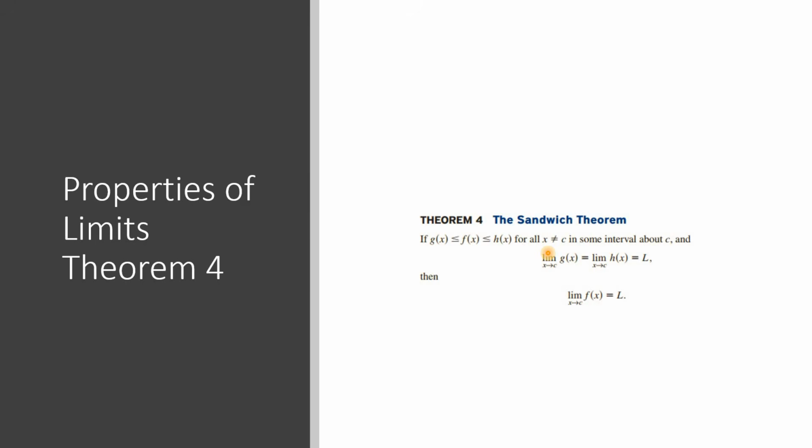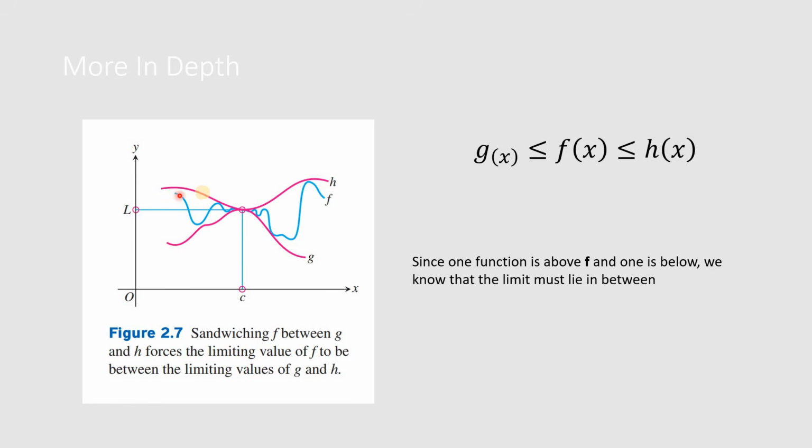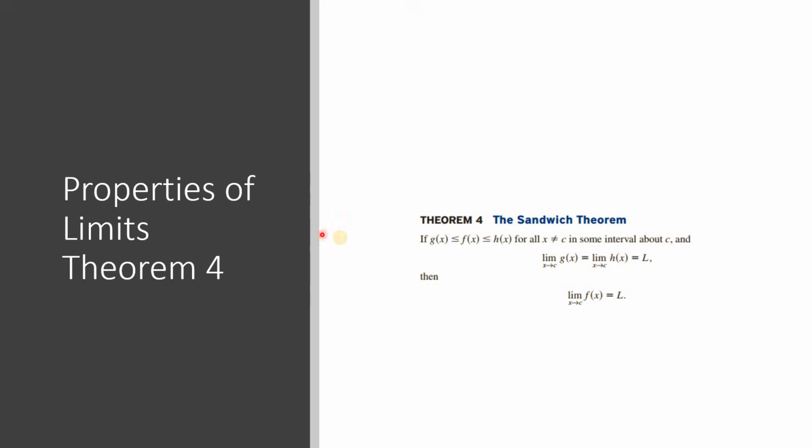The next theorem for limits that we have is called the sandwich theorem, and it states that if we have a function g of x and a function h of x, and another function sandwiched in between them called f of x, and both of these outside functions are continuous, then the inside function must be continuous too at a certain point. So let's see what that actually looks like graphically. And remember, h and g on this graph are continuous.